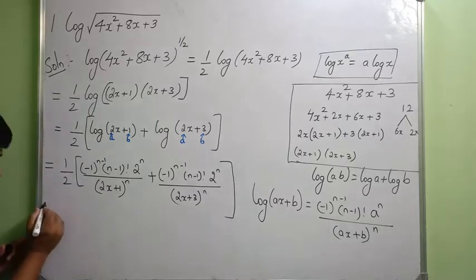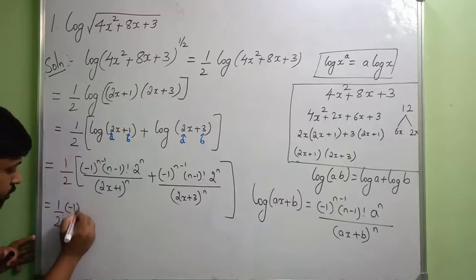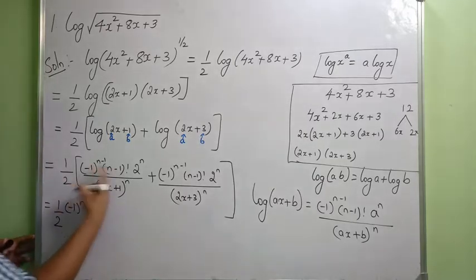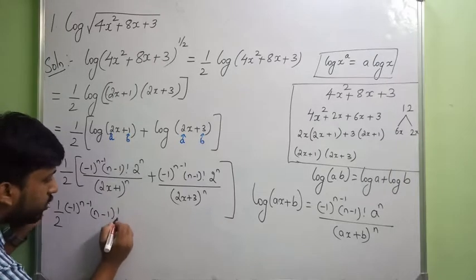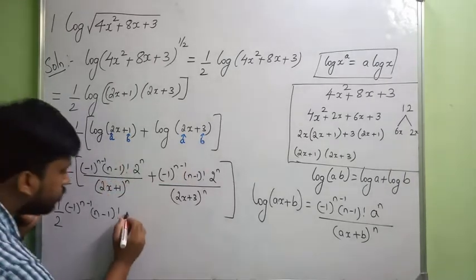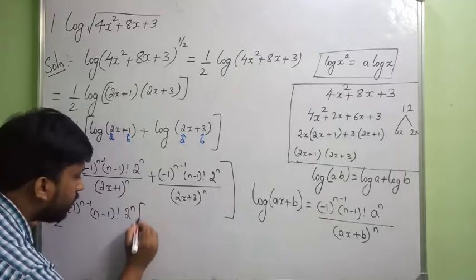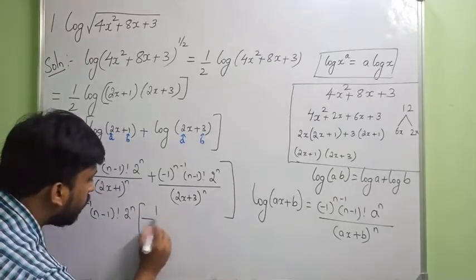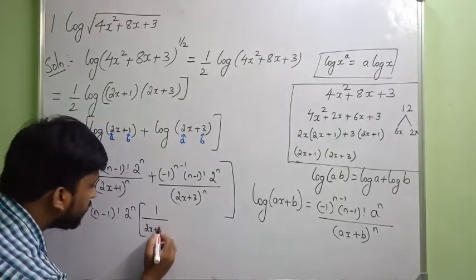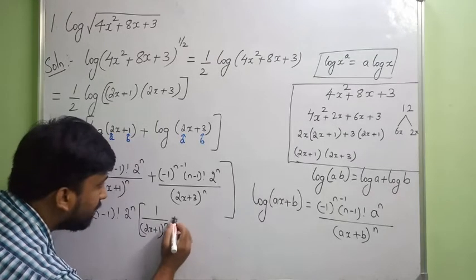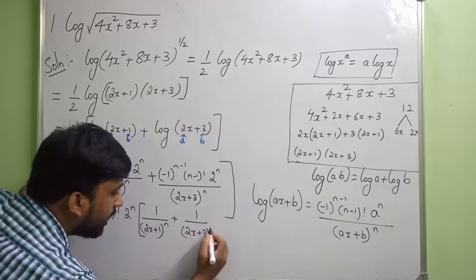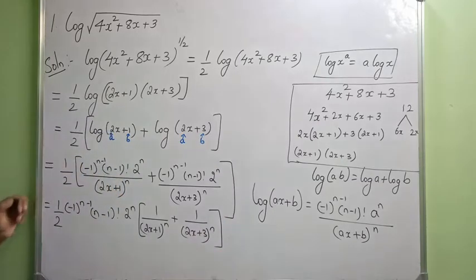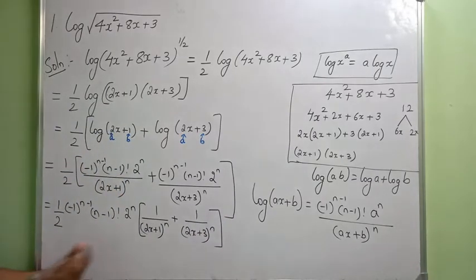So here we have 1 by 2. What is common? We have minus 1 to the power of n minus 1 is common, both. And also n minus 1 factorial is common. Also 2 to the power of n is common. What is the remaining? It is 1 by 2x plus 1 to the power of n plus 1 by 2x plus 3 to the power of n.